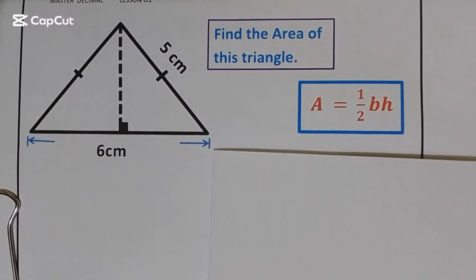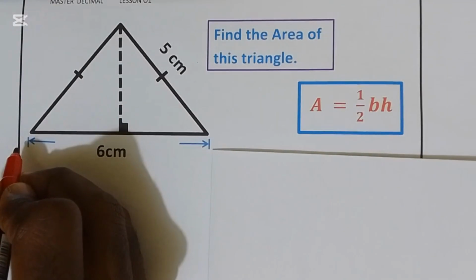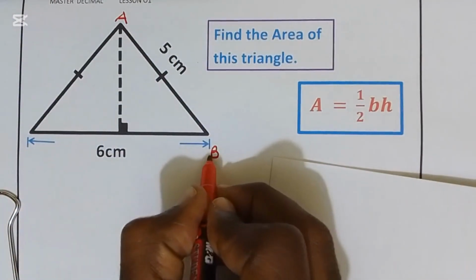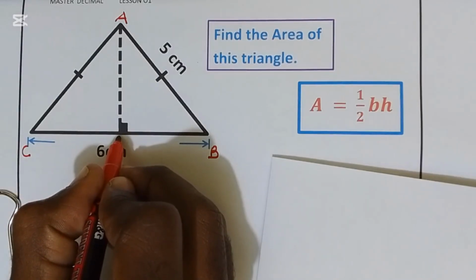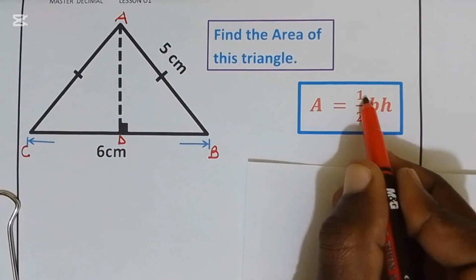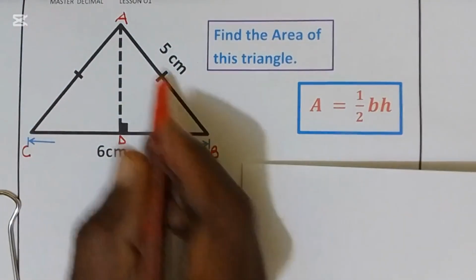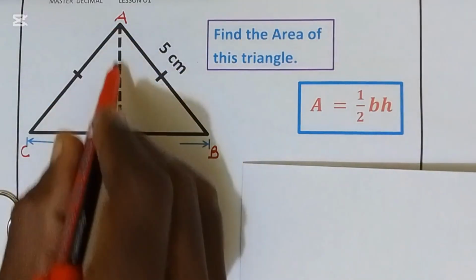Hello, welcome. We need to find the area of this triangle. Let us call it triangle ABC, and I'm going to call this point D. The area of a triangle is given by a half multiplied by base multiplied by height. For our triangle, they gave us the base of 6, but we don't have the height.